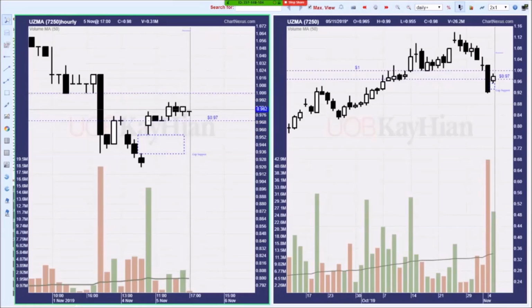So tomorrow, we keep everybody updated again. As of now, there are only two ways you want to trade USMA, that is either above 1 ringgit or come and test this gap support. That's all.